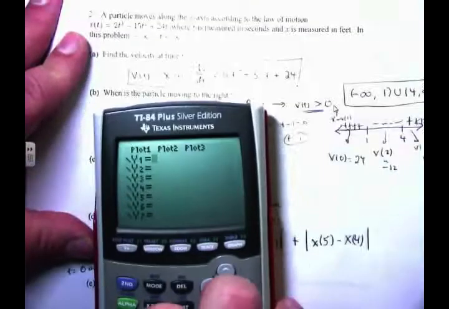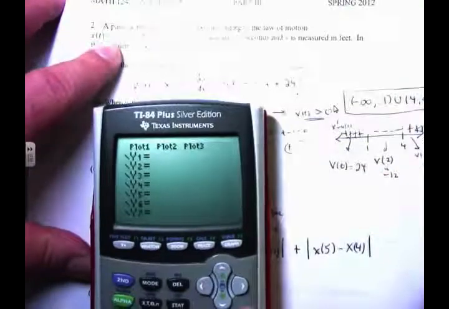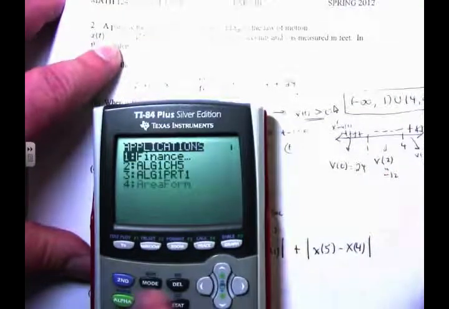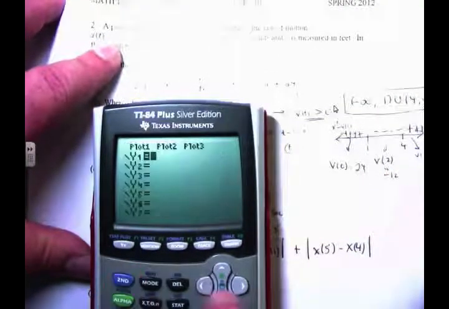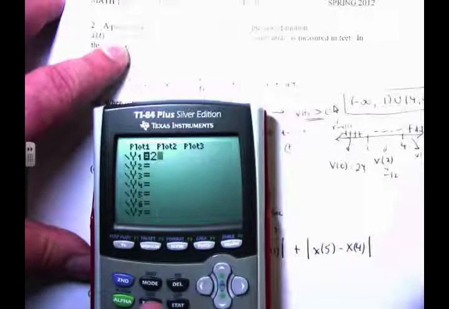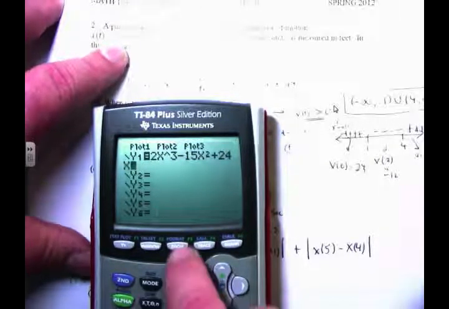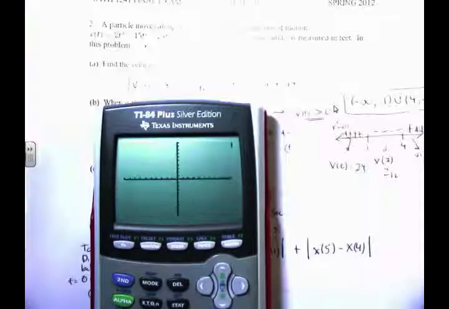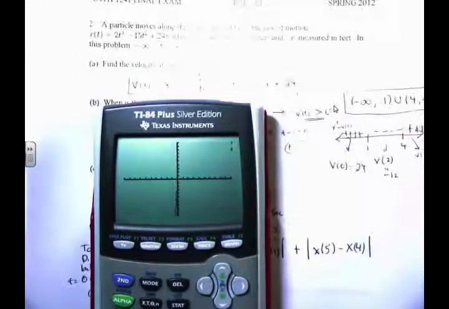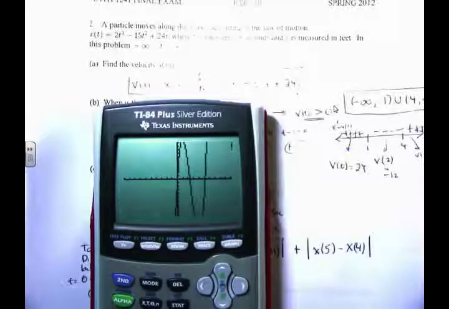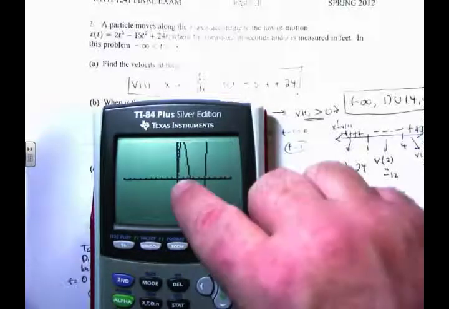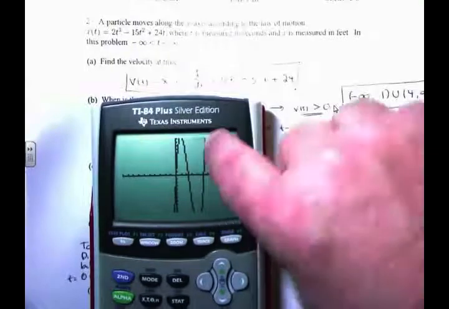So on my calculator, just to save time, I'm going to type in this function: y equals 2x cubed minus 15x squared plus 24x, using x instead of t. And I'm just going to go Zoom 6 and graph it, because I just want the graph, because what I want to do is evaluate this thing. So here's my graph: I'm moving to the right, then I'm moving to the left, then I'm moving to the right. That's what's going on.